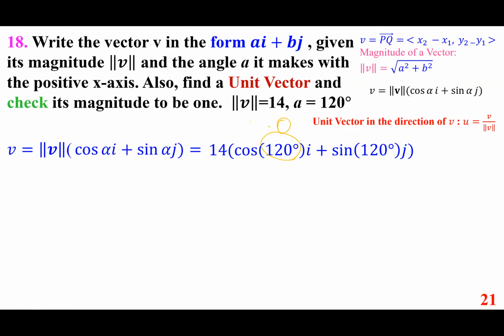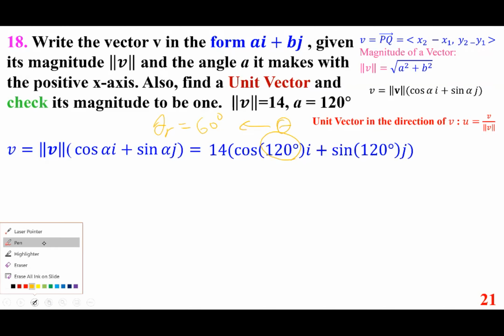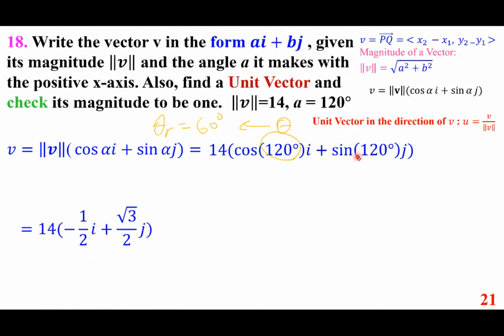This is theta, and the reference arc is 60 degrees. Cosine of 60 degrees is 1/2. This is in the second quadrant. Cosine is negative, so negative 1/2. Sine of 60 degrees is square root of 3/2. In the second quadrant, sine is also positive. So that's what we get.